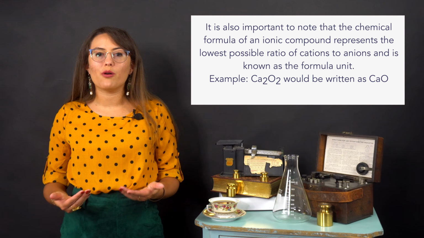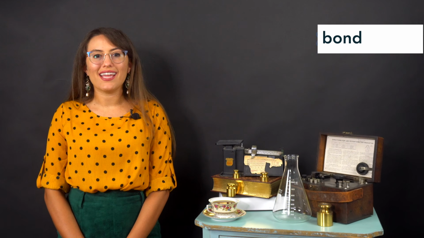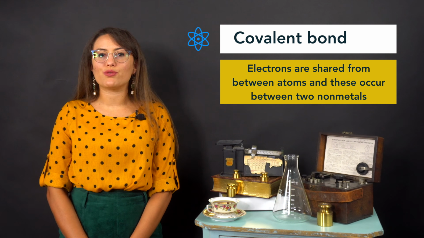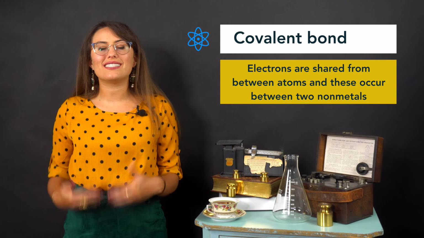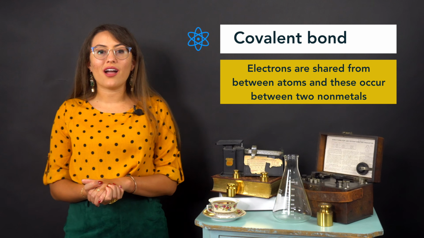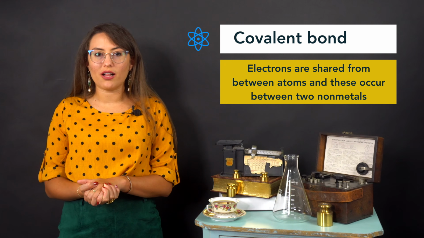The other type of chemical bond is known as a covalent bond. In these bonds, electrons are shared between 2 atoms, and these occur between 2 nonmetal elements. Instead of forming lattices, covalent compounds exist as individual molecules.